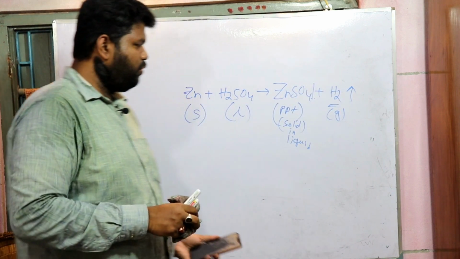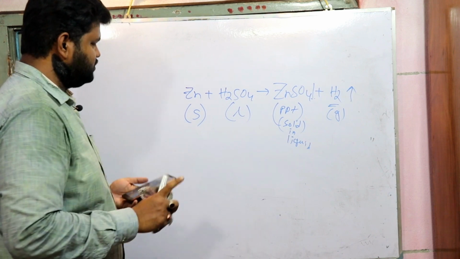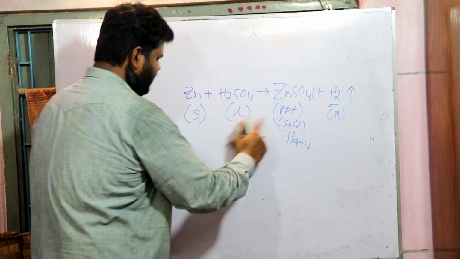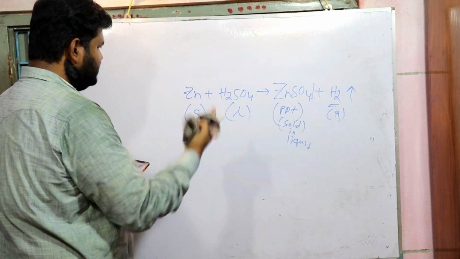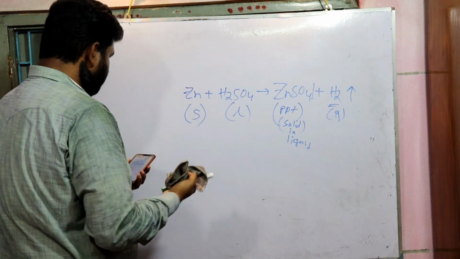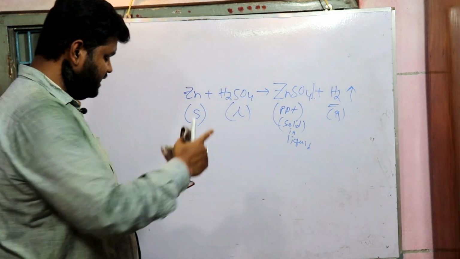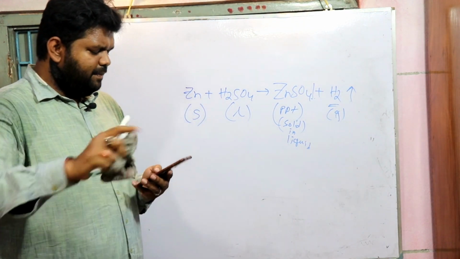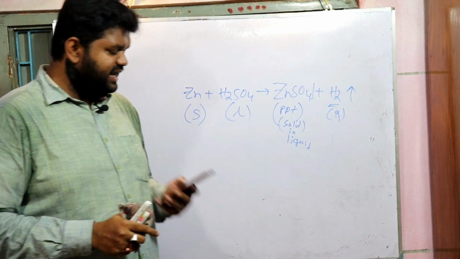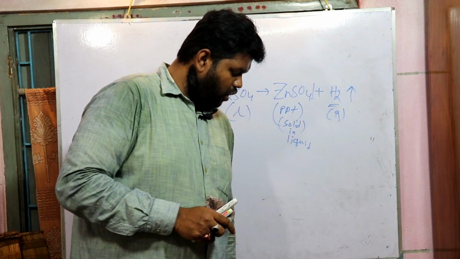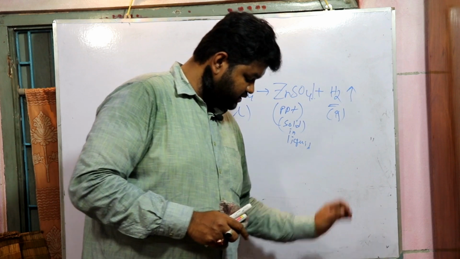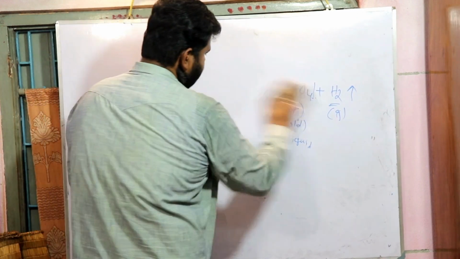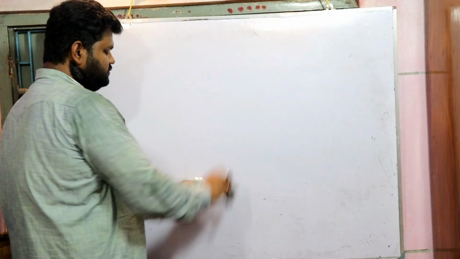So the 4th point was what? Evolution of gas. So number 1, change in state, matter state is changed. Now change in color, change in temperature, that means exothermic and endothermic reaction, and number 4 is evolution of gas. I think this is clear to all of you. Now make a point, ways of representing a chemical reaction. Just write it down, ways of representing a chemical reaction.